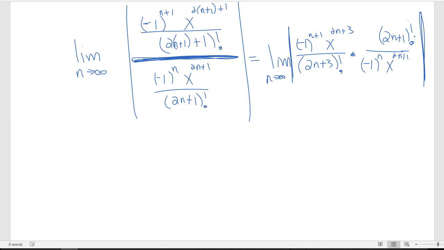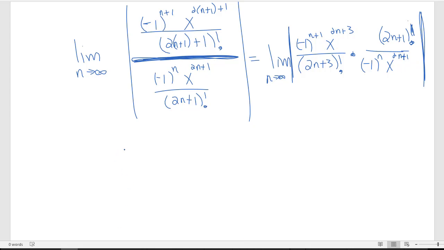We're going to split up the exponents, and we're going to split up the factorials. All of the exponents I have right here, I'm going to write as negative 1 to the n times negative 1 to the 1. I'm going to write this as x to the 2n times x to the 3. And I'm going to do the same thing down here.